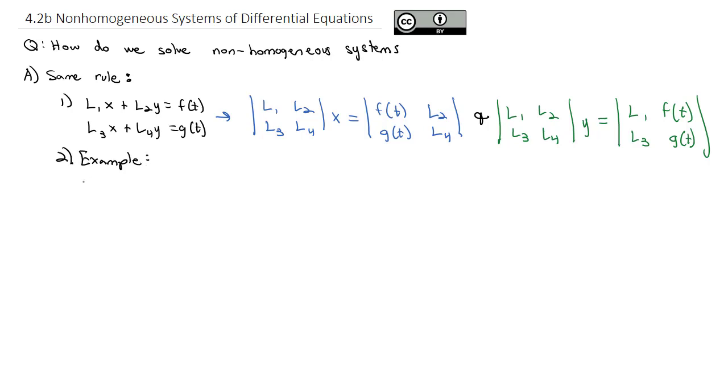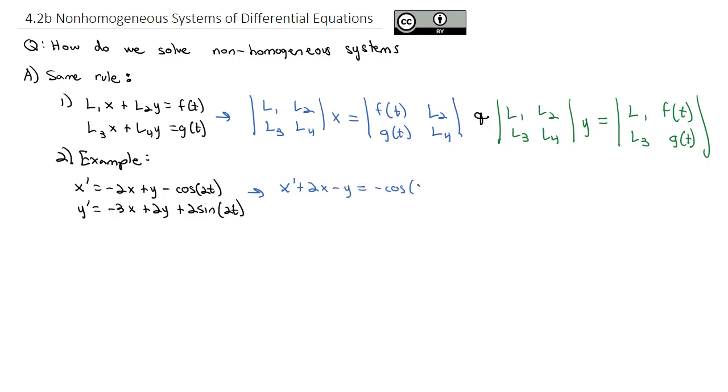We're going to solve the system of equations x prime equals negative 2x plus y minus cosine of 2t, and y prime equals negative 3x plus 2y plus 2 sine of 2t. And so when we first move all the x's and y's to one side, we'll end up with an x prime plus 2x minus y equals negative cosine of 2t. And we'll end up with a 3x plus y prime minus 2y equals 2 sine of 2t.